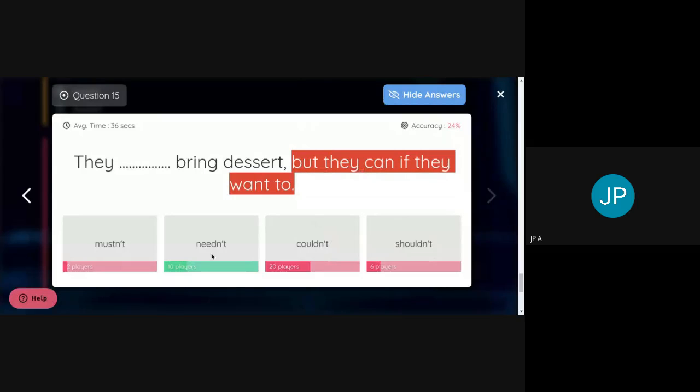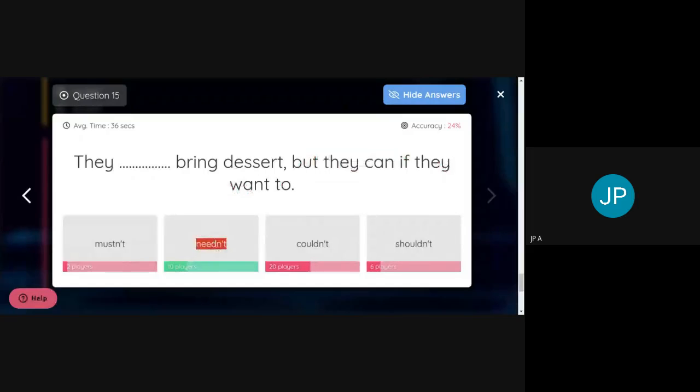So therefore the only correct option which will be suitable here is needn't. I hope this is clear now. Is this clear?